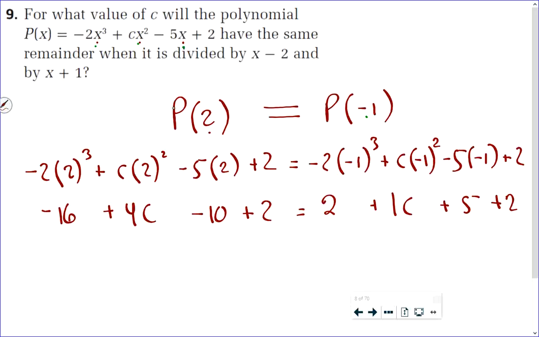Negative 16 is correct. 4c is correct. Negative 10, 2. Negative times a negative is positive 2. I get 1c here. I get positive 5 and 2. I'll leave it to you to finish this.